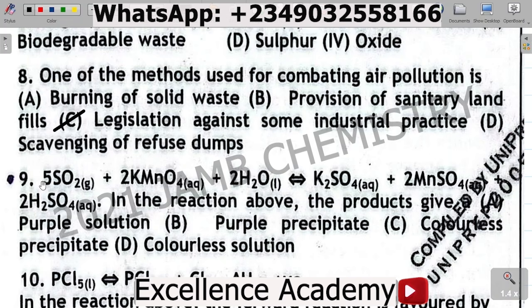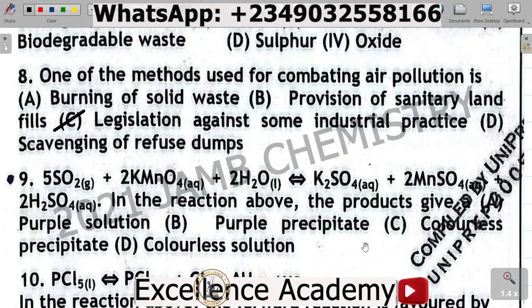Question 9 says 5 moles of sulfur oxide plus 2 moles of potassium tetraoxomanganate plus 2 moles of water would give you potassium tetraoxosulfate plus 2 moles of manganese tetraoxosulfate plus 2 moles of hydrogen tetraoxosulfate 6. Of course, this is a reversible reaction. In the reaction above, the products give A, purple solution, B, purple precipitate, C, colorless precipitate, D, colorless solution. So what's the correct answer to this question?